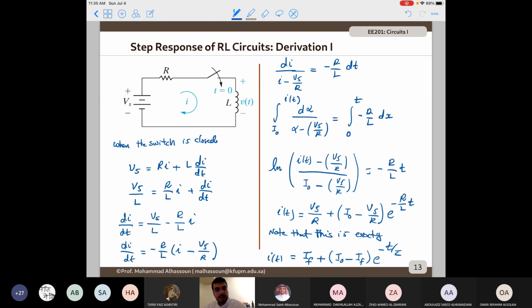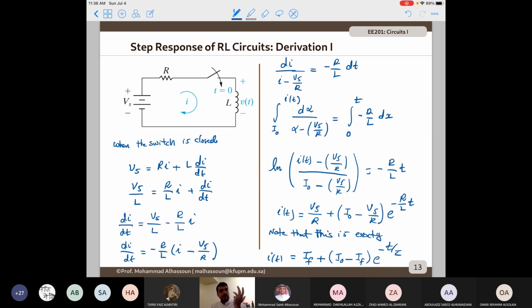Okay. The final value is when t equals infinity. In this case, the switch has been closed for a very long time, so the inductor will behave like a short circuit. So the final value of the current will be, by Ohm's law, Vs divided by R, right? And if we substitute t equals infinity, then the exponent term will be 0, and you will end up with I of t equals I final. So this gives us a standard way of solving such a problem.